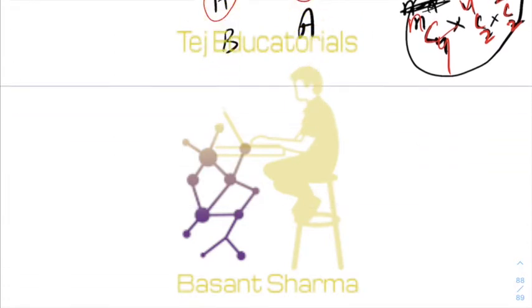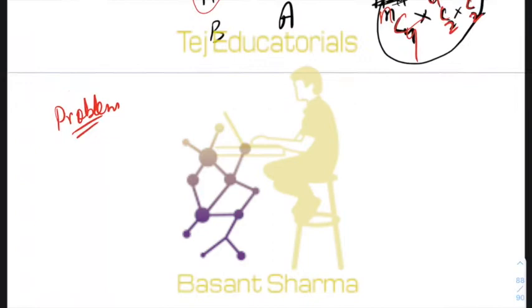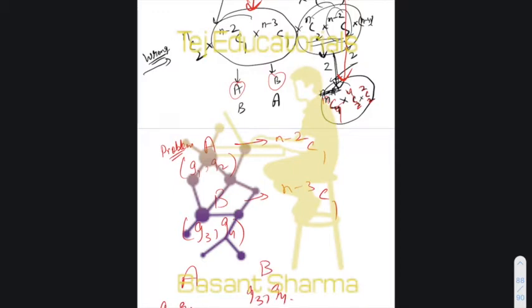See, suppose what will happen is the problem. What is the problem that will occur here? Suppose A gets selected corresponding to n minus 2C1, and B gets selected corresponding to n minus 3C1. And suppose A gets games G1 and G2 and B gets games G3 and G4. So we have A gets G1 G2 and B gets G3 G4.